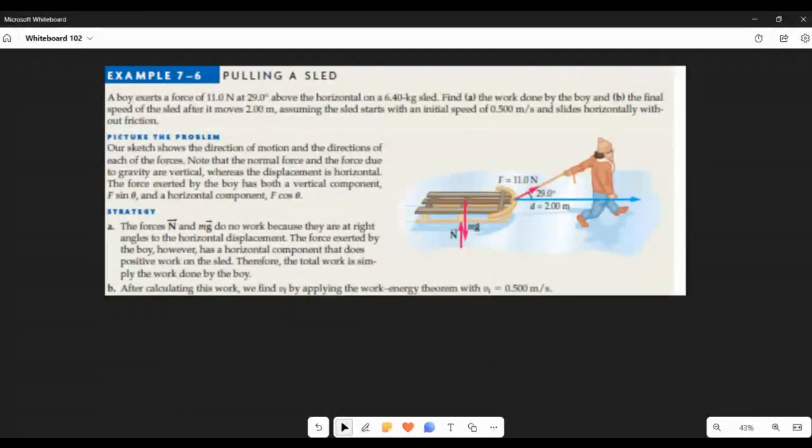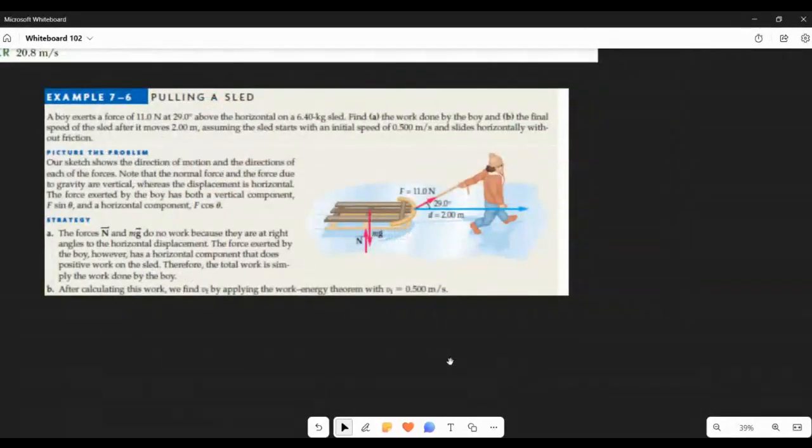Right. So what is the work done? Anyone? I'll first start with the answer before I move on. The answer should be, I'm just checking for you quickly, 84.3 joules, right? I always expect a unit.